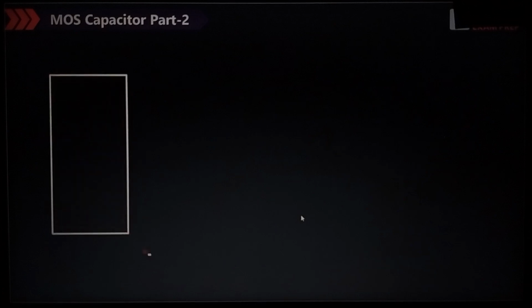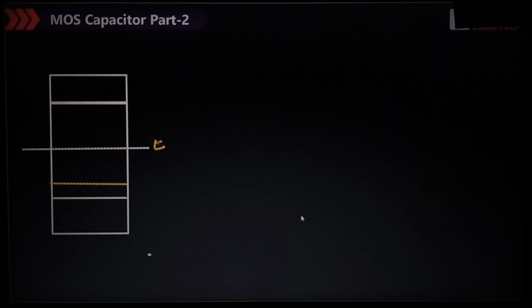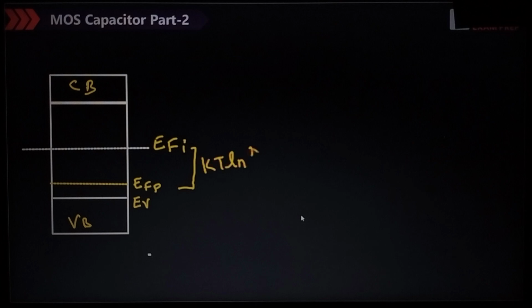Now, according to the Fermi level concept, if I have a p-type material, where will the Fermi level lie? Near the valence band. This is the Fermi level. This is EFi, the intrinsic Fermi level. This is the conduction band, the valence band, and this is EFp, EV. And this gap is nothing but, when we are calculating, kT log of Na by Ni. kT log of Na by Ni.